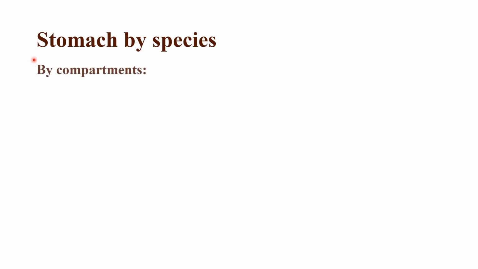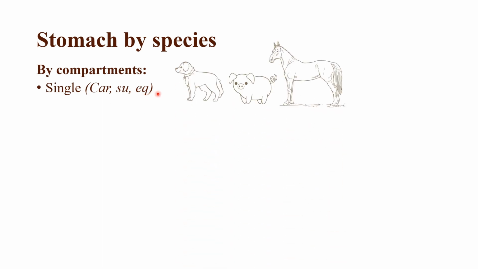classified by species. So first it can be differentiated by compartments. So basically a single compartment is found in the stomachs that carnivores, pigs, and equines have. So here we have the visual representation. I really love this one.